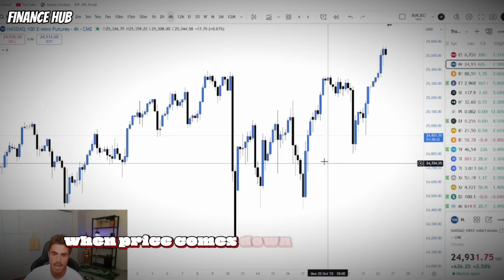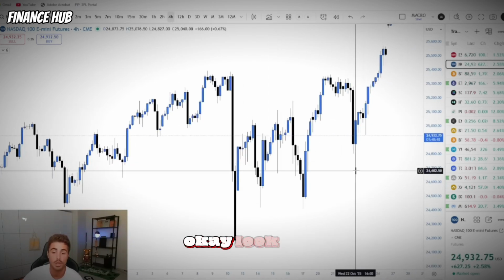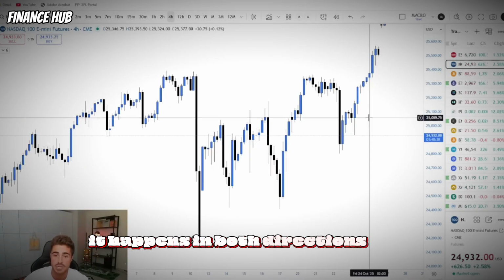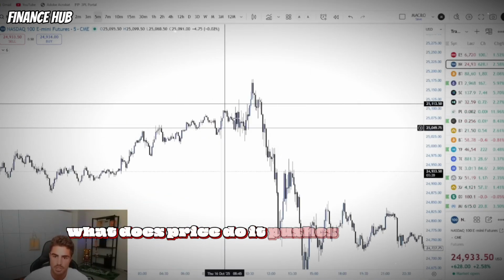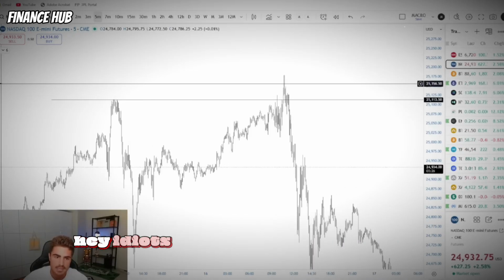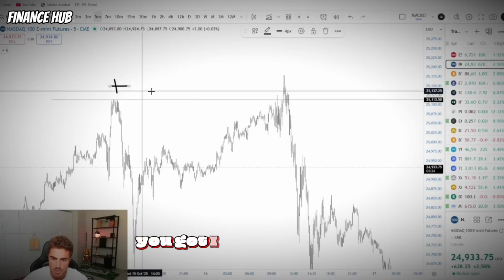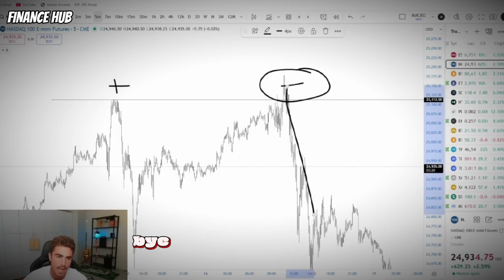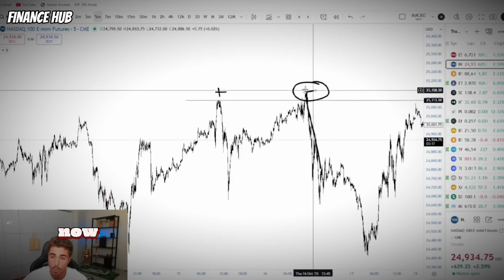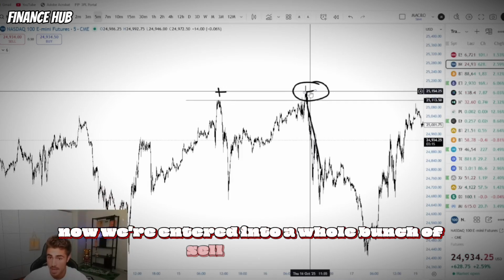When price comes down and sweeps out, okay, look, it happens in both directions here. Boom, 4-hour high right here. What does price do? It pushes above the high. Everybody going long here, you guys just got caught. We're going to fill all of these sell orders right here. Bye-bye. We dump down. Now we're entered into a whole bunch of sell positions.